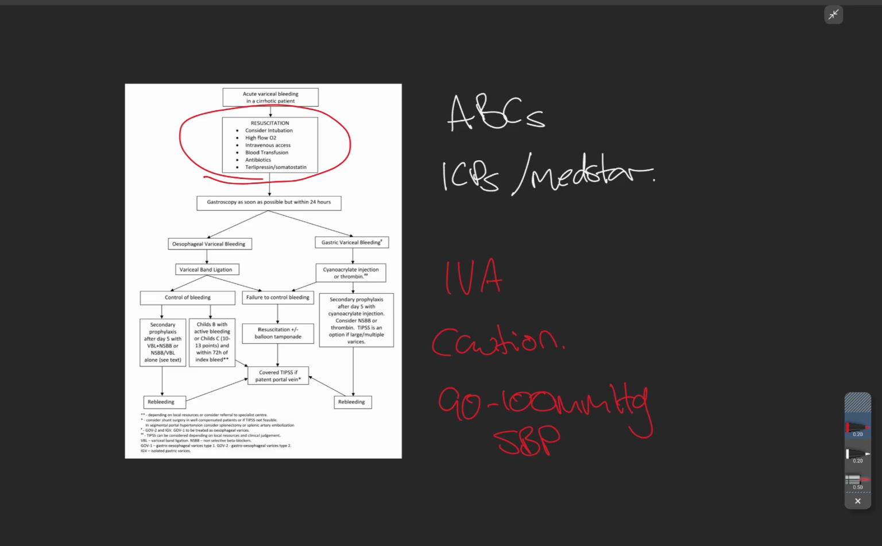Transport requires definitive hospital care with gastroenterology and interventional radiology support. Our role is to provide rapid and safe transport to the facility that can offer advanced care, including endoscopy, where the bleed can be treated directly.